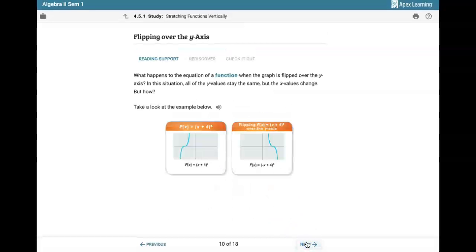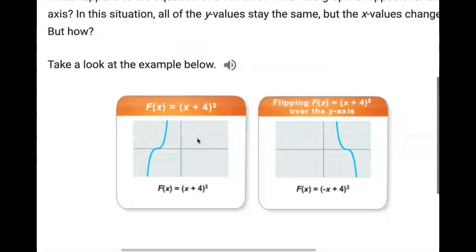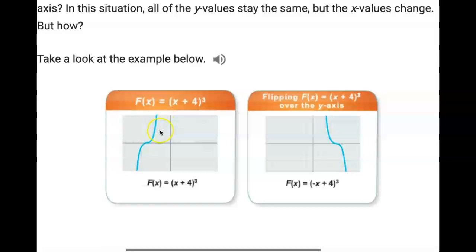All right, so moving forward, here is what happens to a function in order to get it to flip over the y-axis. What we can look at here, if I zoom in, is 2 examples. If this is my original function, f of x is equal to (x plus 4) cubed, and I want that to flip over my y-axis, what I do is I have a negative x value instead.